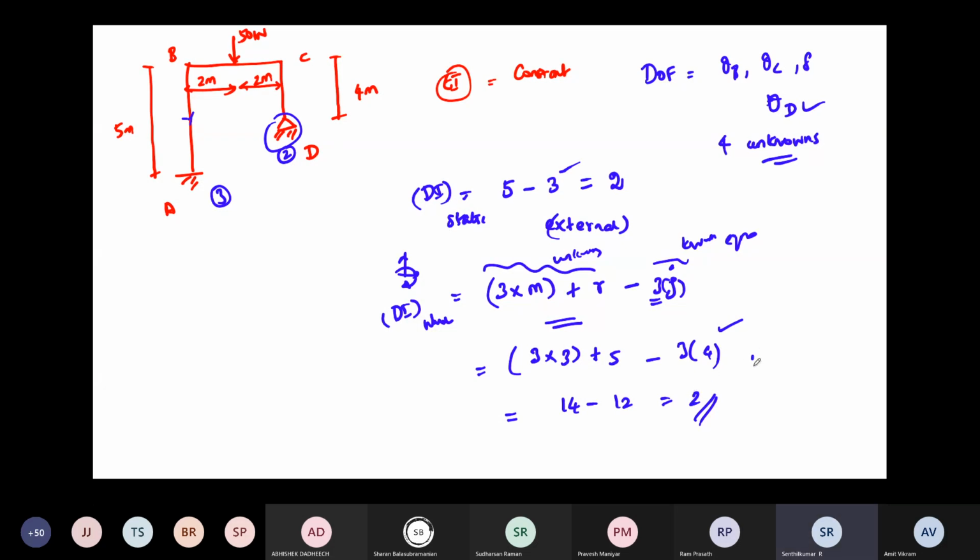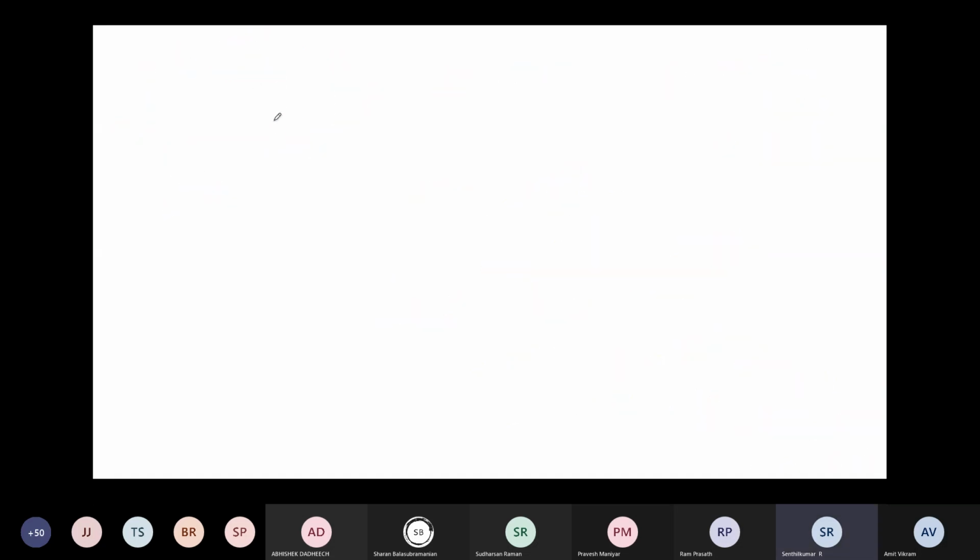So if I want to find the degree of indeterminacy internal, it will be equal to degree of indeterminacy whole minus degree of indeterminacy external. The whole is 2, minus external 2, equal to 0. Now I will tell you where the internal thing will come. This problem we will solve tomorrow. First I will finish the static indeterminacy also, that I wanted to tell you before I forgot it.